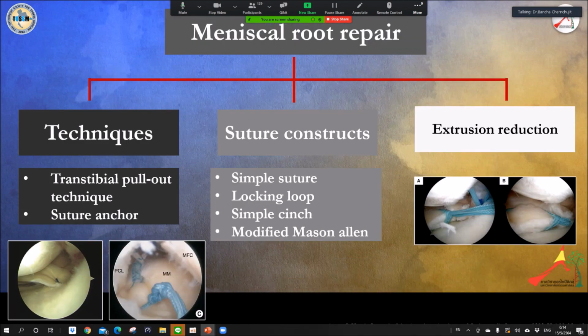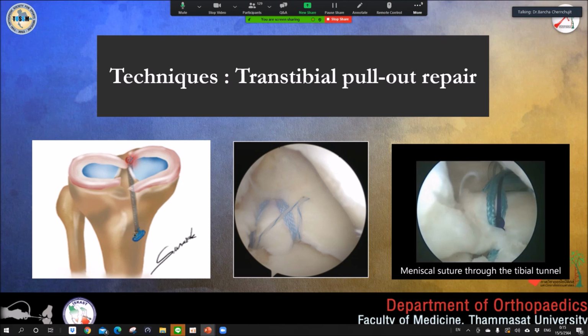Okay. So 3 things that we need to be concerned about. Number 1 is the techniques of repair, suture construct, and the extrusion reduction or not. So we will discuss about that. So about the techniques of repair, you can do the transtibial pull-out repair. This technique is the conventional way. We do transtibial and repair the meniscus back to the tibia.